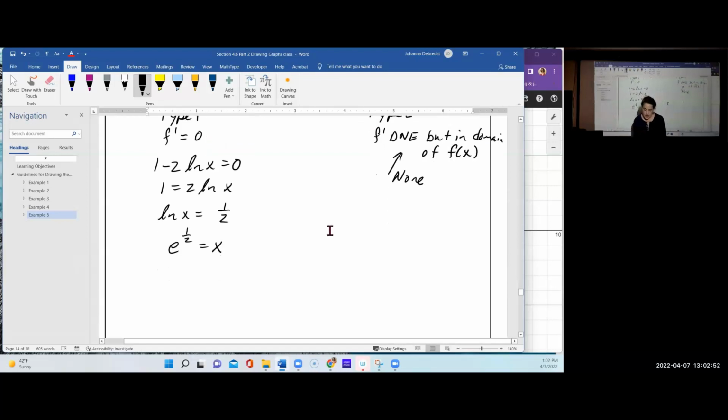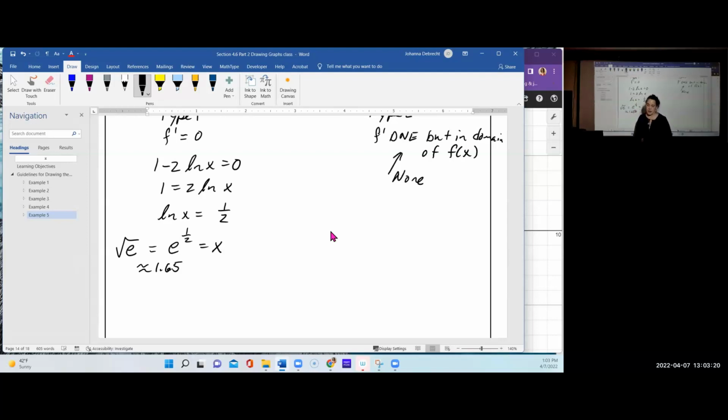And e to the 1/2, of course, can also be considered to be the square root of e. So you can think of it either way. Now, if you want to do that, then you need to find that power so you have an approximation for it. My calculator went to sleep. So I have e to the 0.5 power, or the 1/2 power, which gives me about 1.65 roughly.